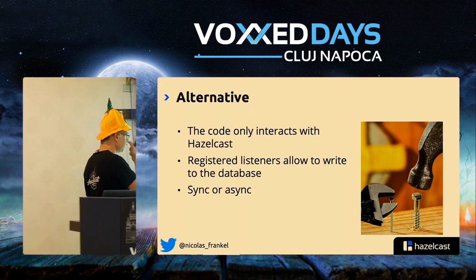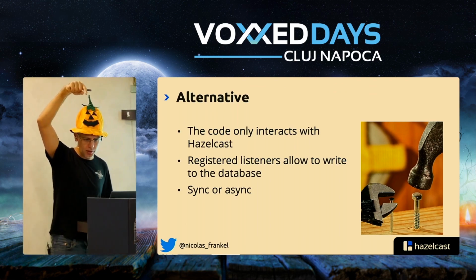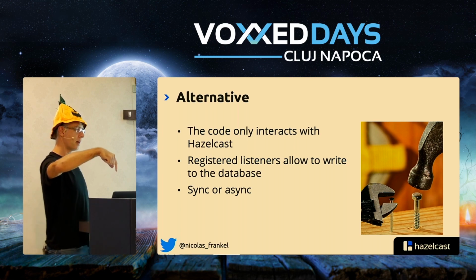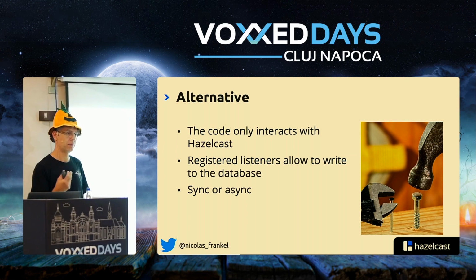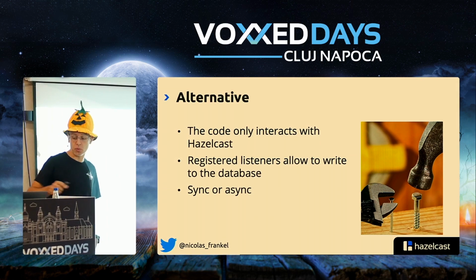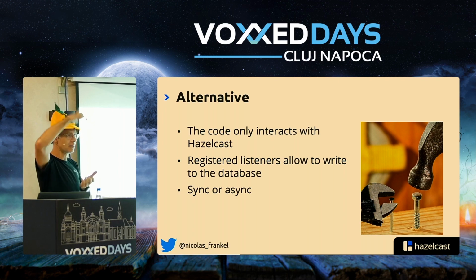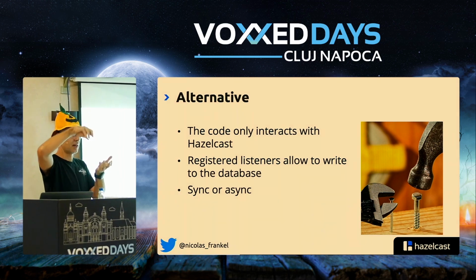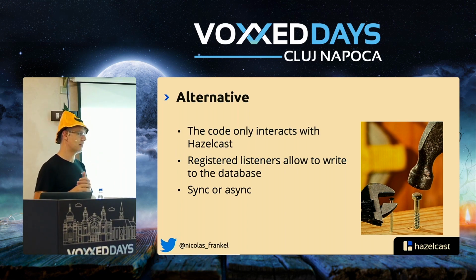There are some alternatives. Basically, here every time you are calling the database through Hibernate, it might be too slow for you for whatever reason, because you need to be really, really fast. So what you can do is remove Hibernate, and then you only talk to Hazelcast, and have some listeners that synchronously, or even better, asynchronously, write to the database when something is changed in the key value store. Then you get something that is very, very fast.